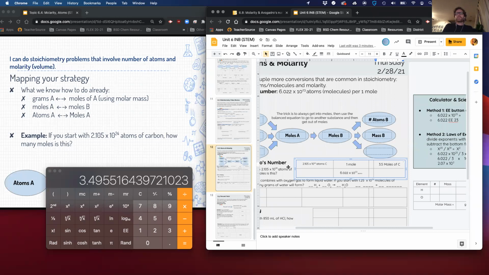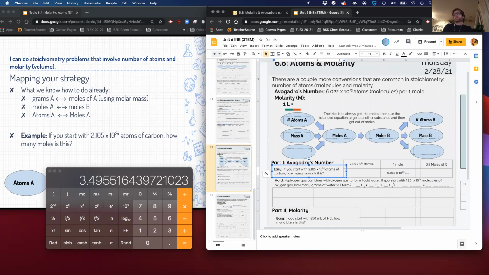Okay, so this one right here was a one-step problem, but let's go ahead and look at what it would look like in a bit more of a complex one. So we're going to use this classic one, hydrogen gas combining with oxygen gas to form liquid water. And first thing you have to do, like always, is you have to balance it. So I'm going to give it 2 here, I'm going to give it 2 here, I'm going to give it 1 here. So let's see here. I'm starting with 1 times 10 to the 24th molecules of oxygen gas, okay, O2. And it is asking me how many grams of water will form. Okay, so I want to know grams of H2O.